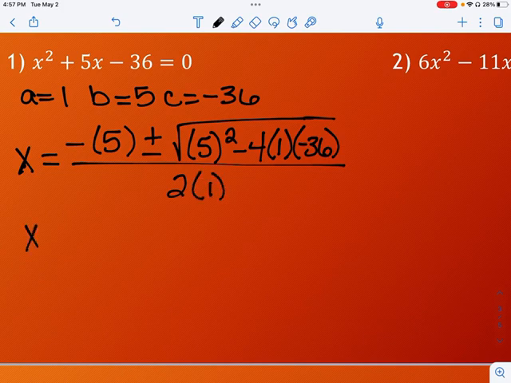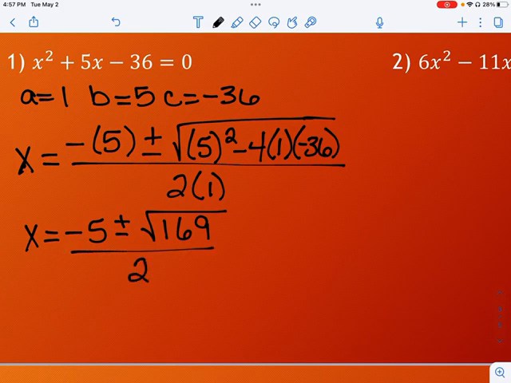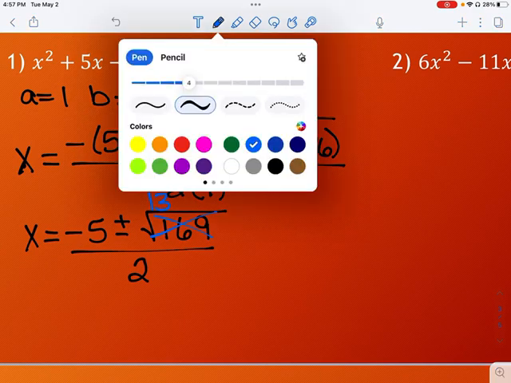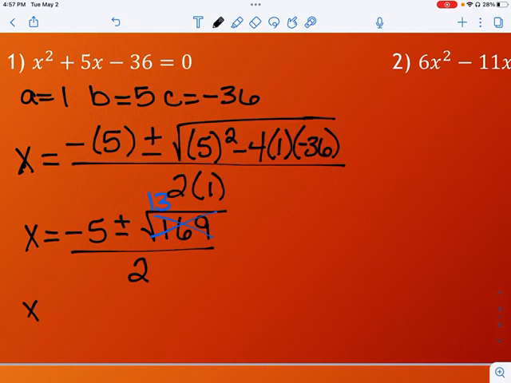Now at this point, we start working it out. Negative of negative 5 is just negative 5. Plus or minus, now you're going to take your calculator and simply press 5 squared minus 4 times 1 times negative 36, and you're going to get 169. And that is over 2 times 1, which is 2. Now, we know that 169 is a perfect square, and that is actually 13.